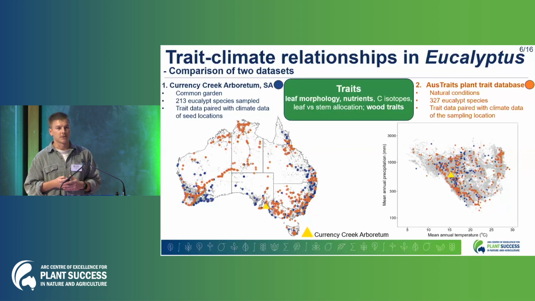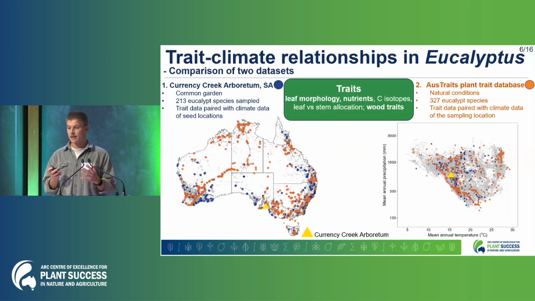And so we measured the same set of traits in both data sets. These were leaf morphology traits, leaf nutrients, carbon isotopes, leaf versus stem allocation, as well as wood traits. And today I'm just going to briefly discuss three.